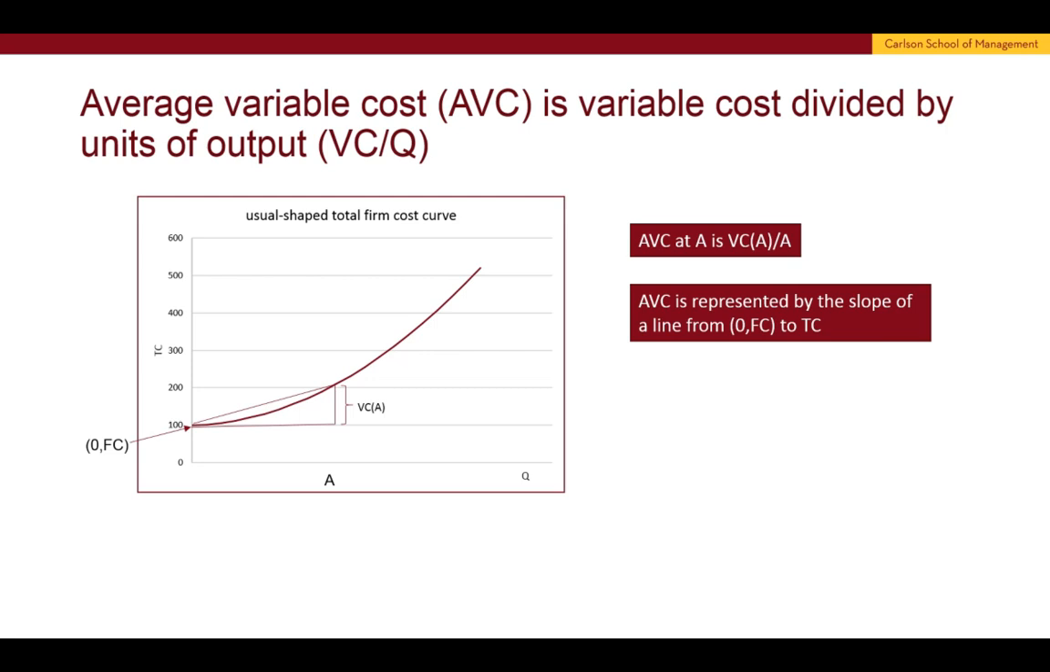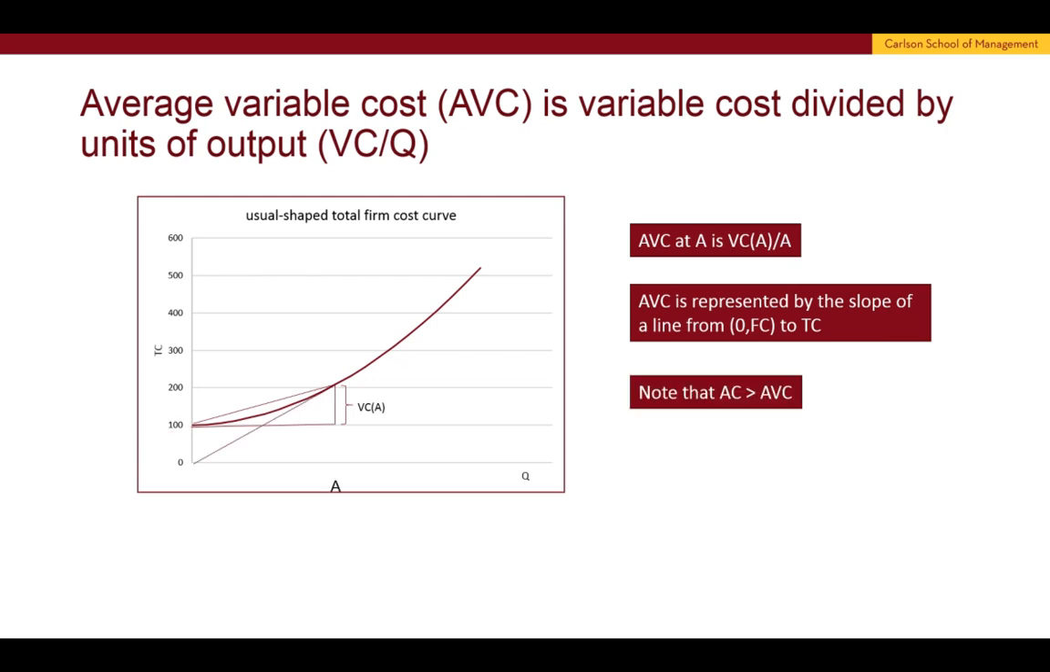So here in this diagram, that's 0 along the quantity axis and 100 along the total cost axis. So a ray from that point to any point on the total cost curve. And again, the slope of that ray is the average variable cost.